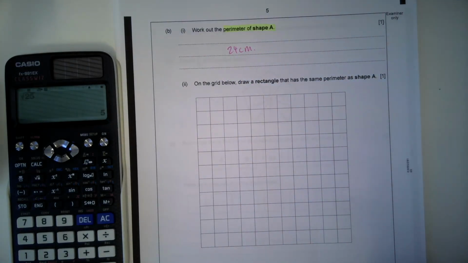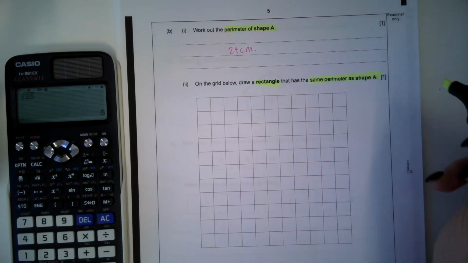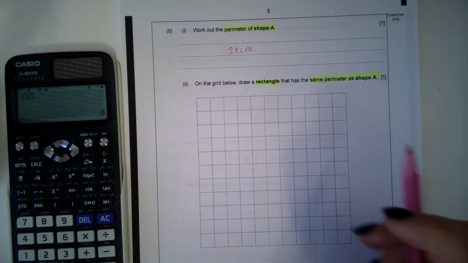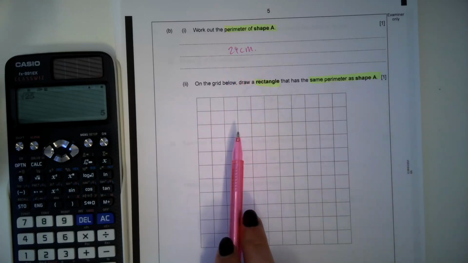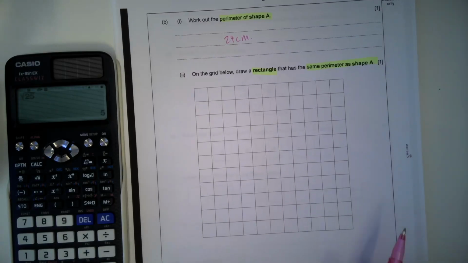Okay, part 2 for B. On the grid below, draw a rectangle that has the same perimeter as shape A. So this time we're drawing a rectangle. We want it to have the same distance around the outside. So we're not looking at what's inside. We're looking at what's around the outside. So we want to have a perimeter of 24.